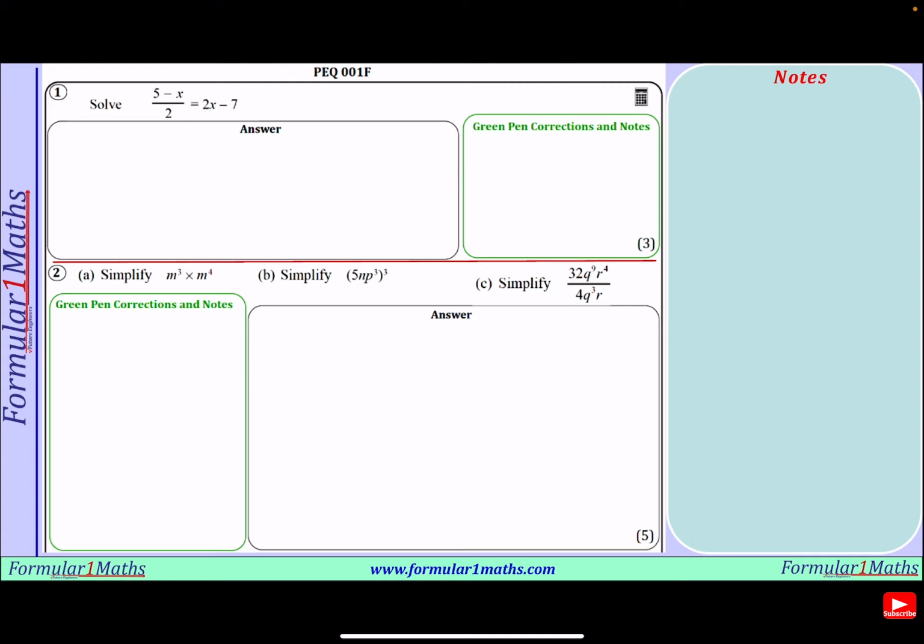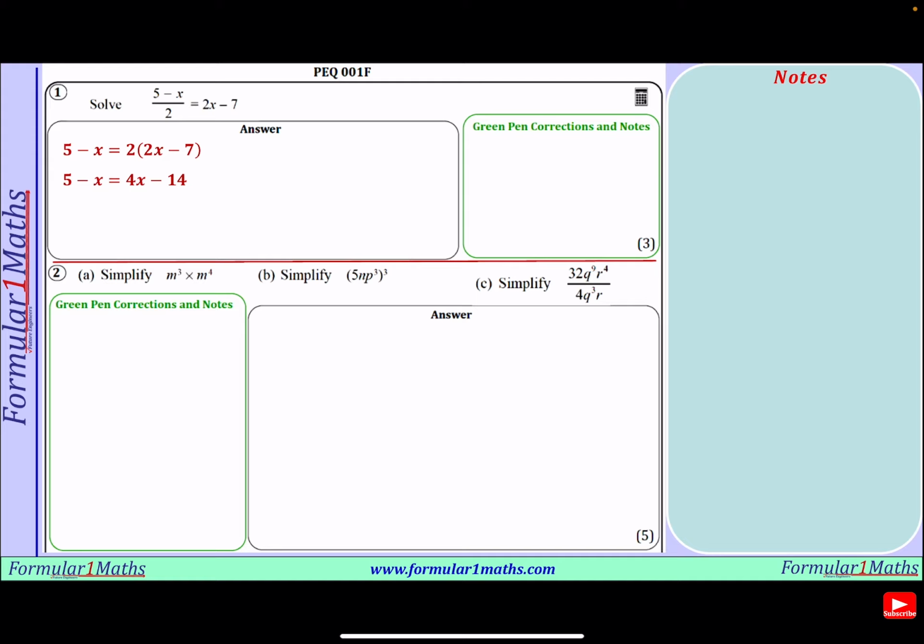Solve (5 minus x) over 2 equals 2x minus 7. So the first thing we do is to move this 2 to that side. And because it's dividing here, when it goes over there, it multiplies. So we'll get this. Then we expand the brackets to get 5 minus x equal to 4x minus 14.